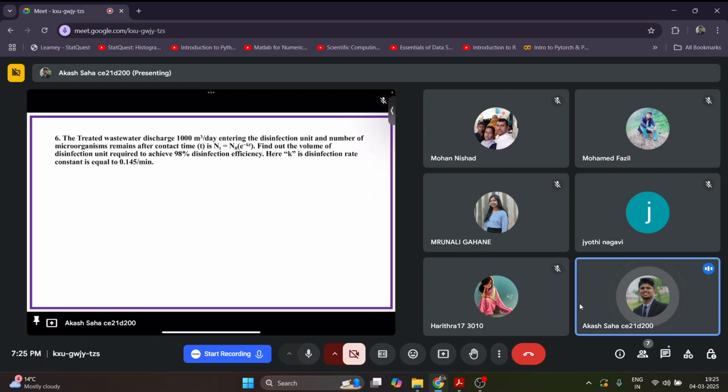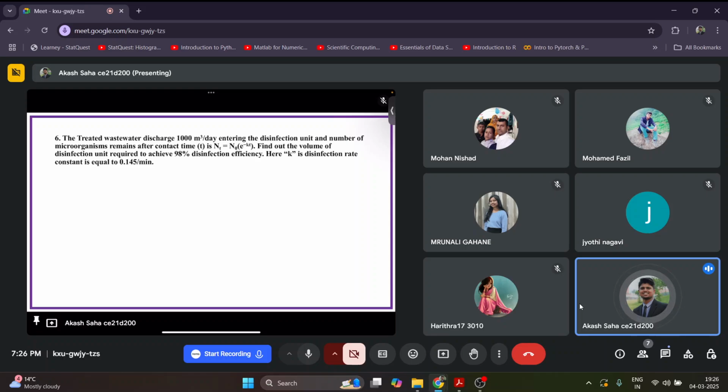Okay, so it's a small numerical. It says that the treated wastewater discharge is 1000 meter cube per day, entering the disinfection unit, and the number of organisms remaining after contact time t is Nt equals N naught into e to the power minus kt. So the equation is directly given. Now find out the volume of the disinfection unit required to achieve 98% disinfection. Here k is the disinfection rate constant, equal to 0.145 per minute.